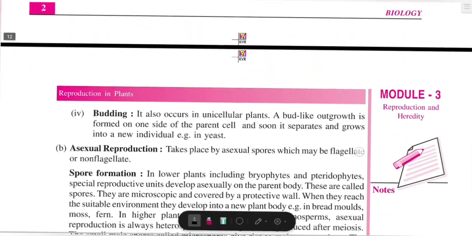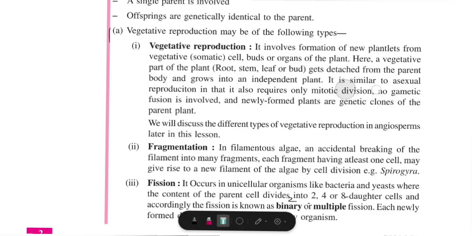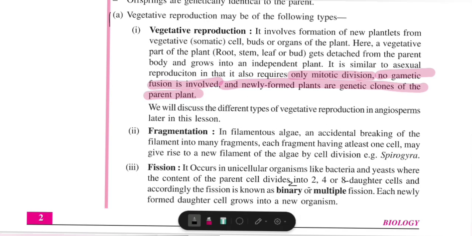I showed many diagrams here. Did they look any different? No, they were exactly the same. So what are the characteristics of vegetative reproduction? Only mitotic division takes place, no gamete fusion is involved, and the newly formed plants are genetic clones of the parent plant. That is what we understood, right?